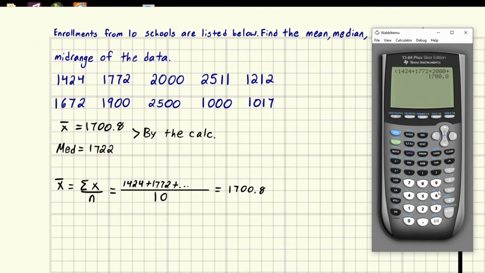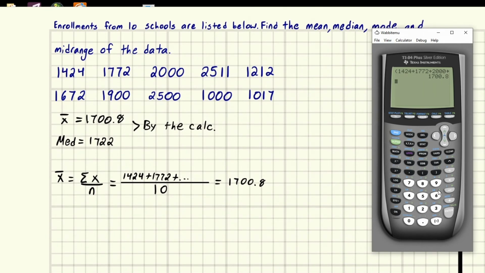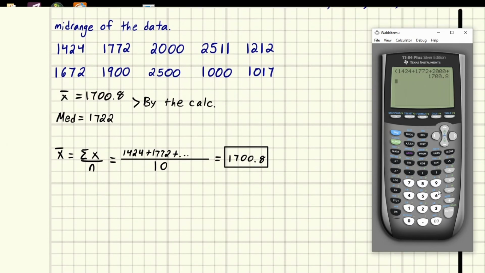If there was a mismatch, then that would be evidence of a mistake. And you could go through and look for what you perhaps entered wrong. But this is our mean. And we've seen it done two ways now. And so we have a high degree of confidence that this is right. So next up, we need the median.